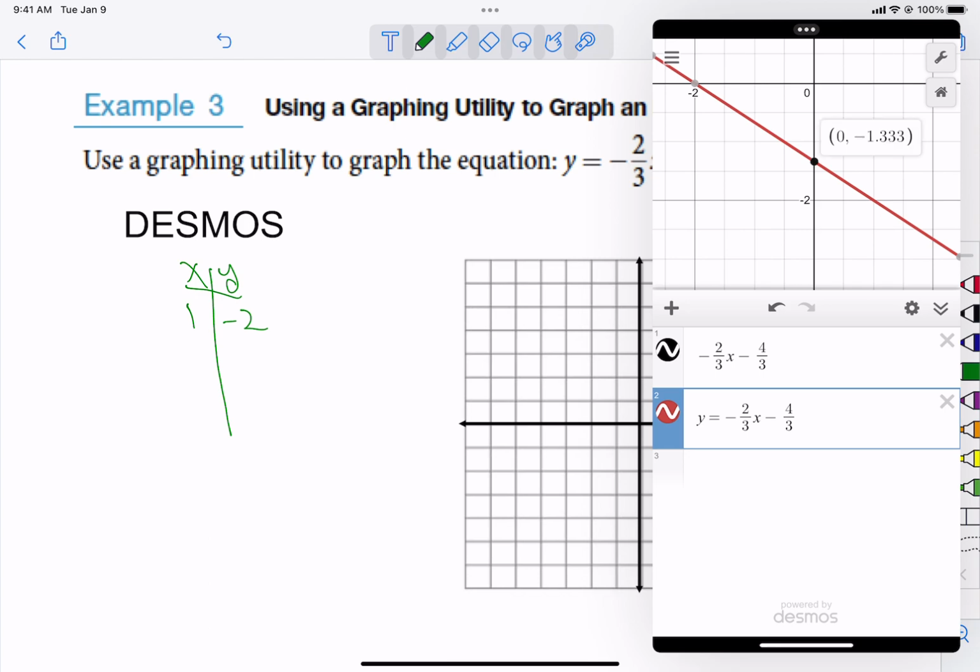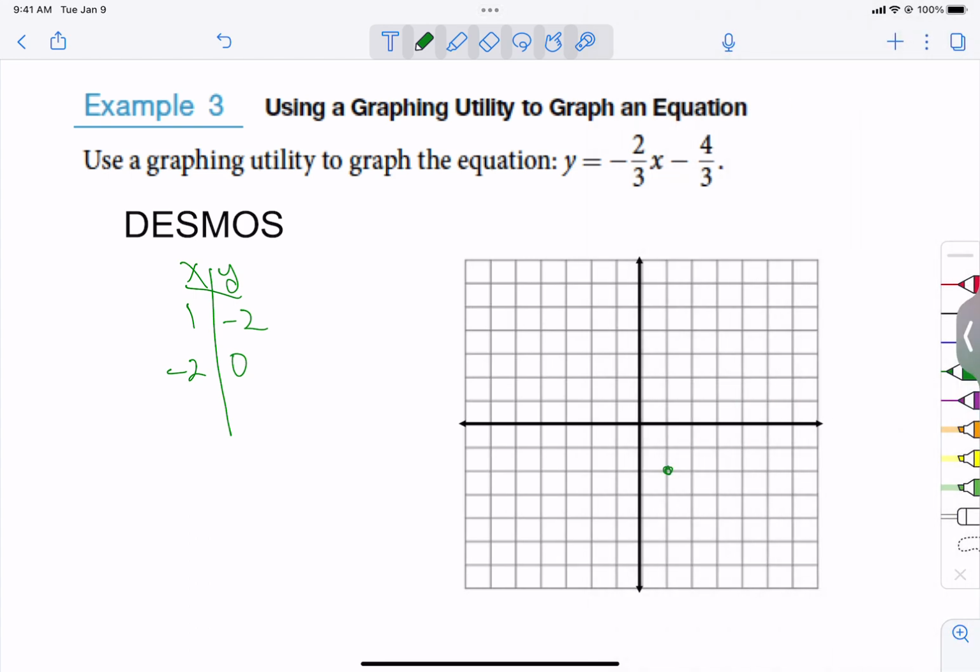See, this point isn't as nice. That's the y-intercept, negative 4/3. If you want to always guesstimate where those decimals are, feel free to. But see, this point's nice: negative 2, 0. So you can take any points off of Desmos. If you just tap on those, you can find those points. So let's plug in the point negative 2, 0.